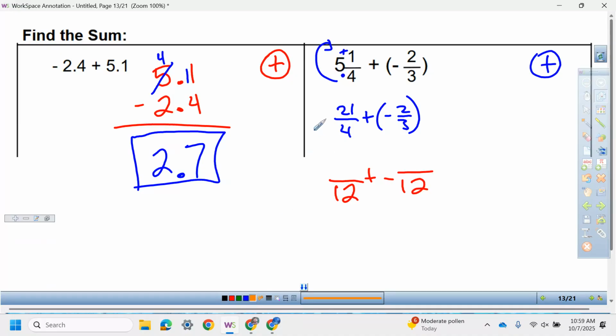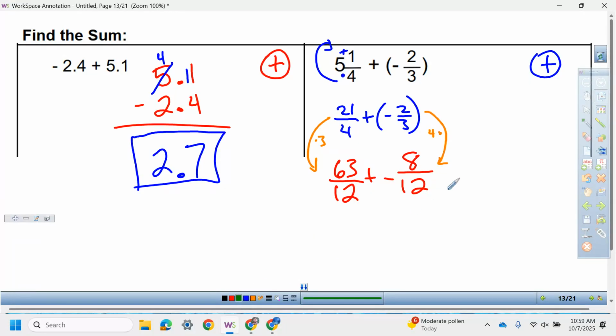Now, how did I get there? That would be 4 times 3. So 3 times 21 gets me 63. And for over here, how did I get from 3 to a 12? That must have been times 4. So 4 times 2 gets me an 8.